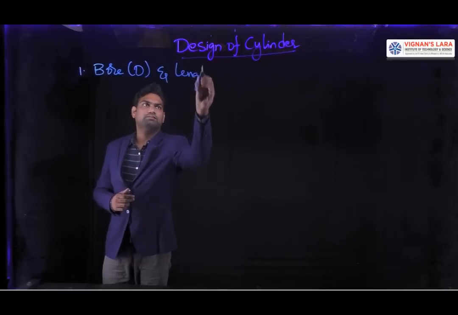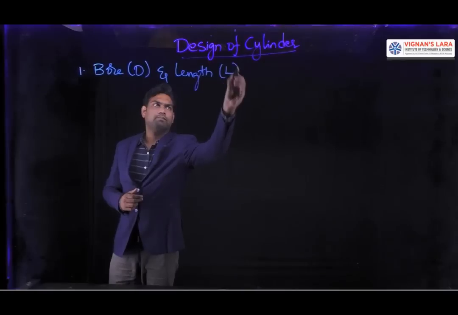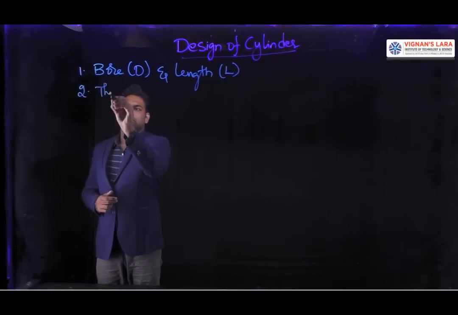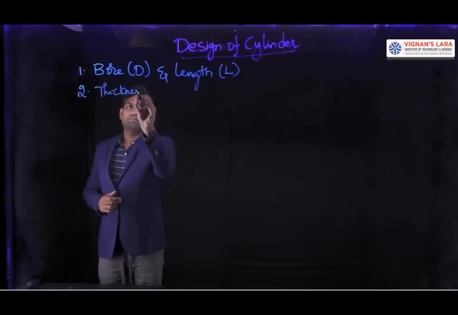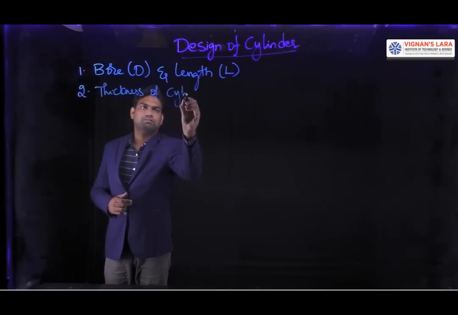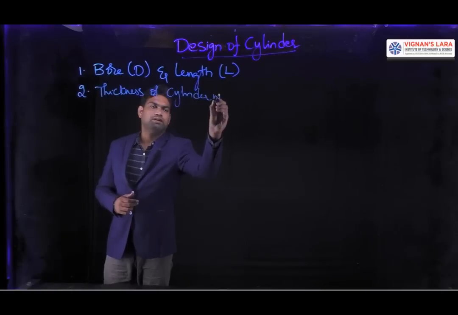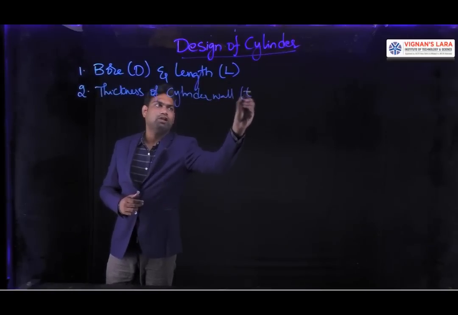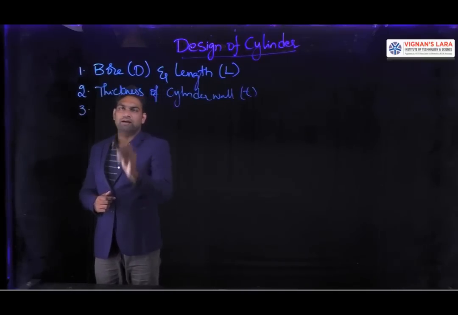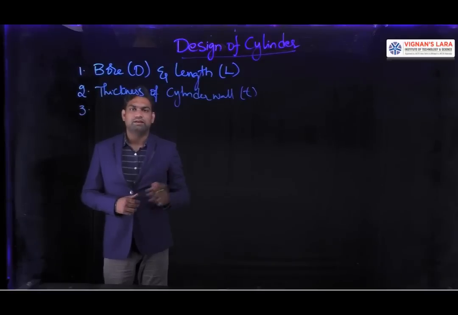and length. And in the second step, we need to calculate thickness of cylinder walls. Along with the cylinder wall, we can also calculate the thickness of cylinder liner as well as the thickness of cylinder water jacket and water space.